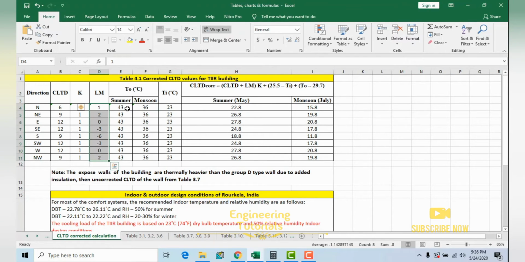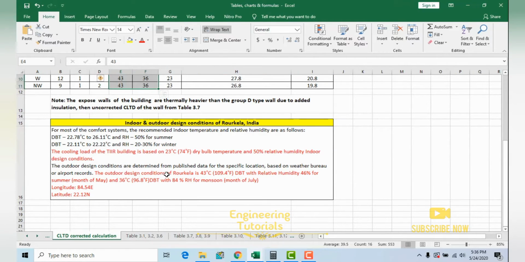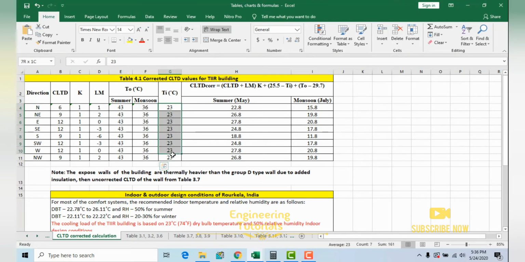So we know that summer design dry bulb temperature is 43 and monsoon design dry bulb temperature is 36 from here, and the inside design temperature which we have selected is 23 degrees Celsius. After putting all the values here, one time you have to use T naught as 43 for summer, the month of May, and second time you have to use T naught 36 for monsoon.